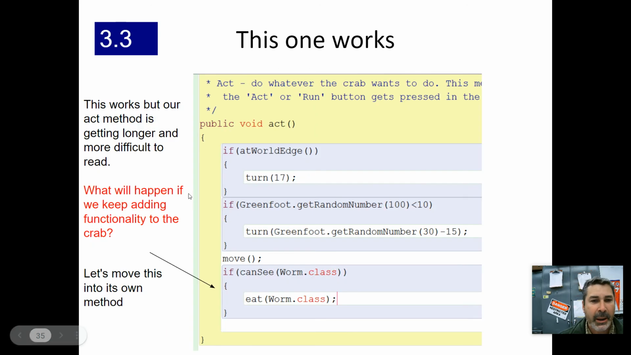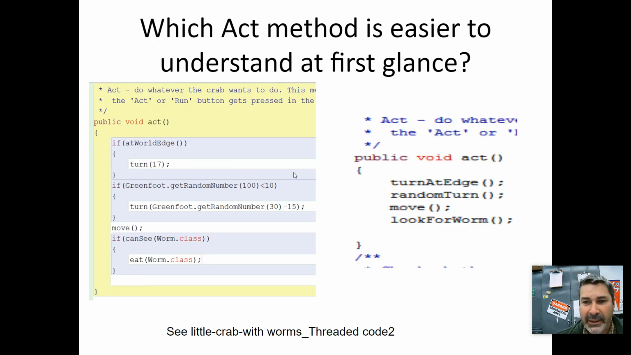So back up to this. What's going to happen if we just keep doing that, adding more and more stuff to the act method? It's going to get impossible to understand. It's going to get unwieldy. It's going to get crummy. All right, so we're going to stop writing code like this, and we're going to start using code like this. This is called threaded coding. Okay, we'll talk more about it in a second.